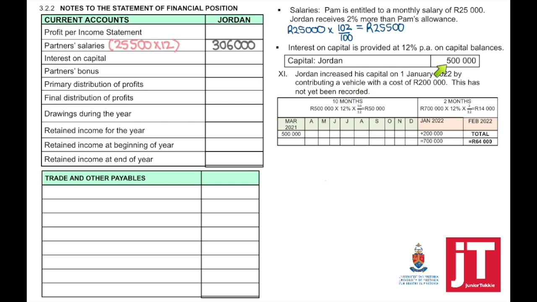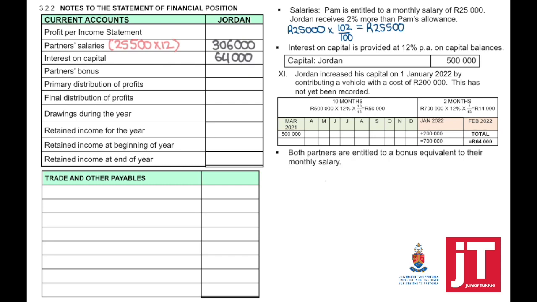It means that that balance of 500,000 is the balance in the beginning of my accounting period. So our first step is to calculate 500,000 times 12% times 10 months. That equals 50,000. Plus 200,000 equals new capital balance 700,000. So 700,000 times 12% times 2 over 12 means 14,000. So the total interest on capital is 64,000.